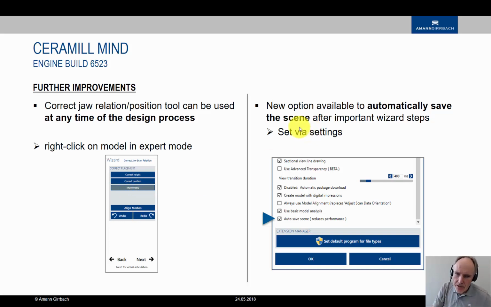It's also now a new option. A lot of people have power failures. They want to have an automatic save possibility. Now when you open the settings here, you can check this box, auto saving the scene. This reduces the performance a little, but it keeps you on the safe side. If some power failure happens, then you have saved your scenes in every important wizard step.